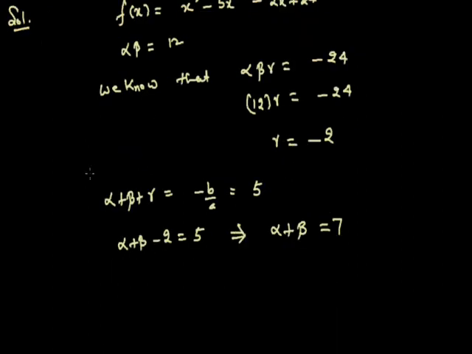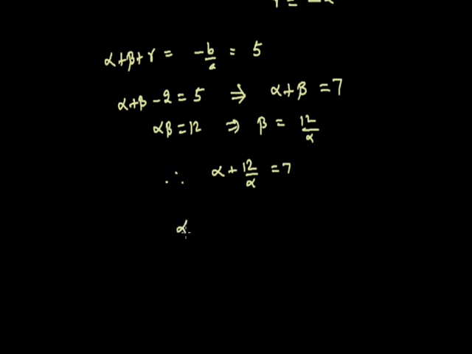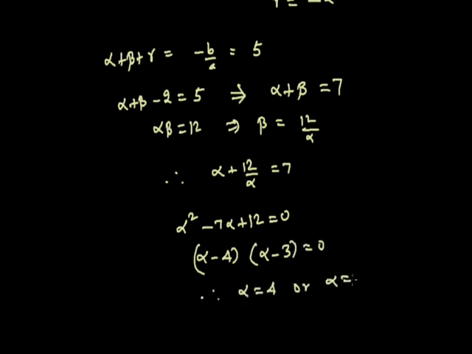Now alpha beta is equal to 12, so from here we can write beta is equal to 12/alpha. Therefore alpha plus 12/alpha equal to 7. So this will become a quadratic equation: alpha^2 - 7 alpha + 12 equal to 0, or we can say (alpha - 4)(alpha - 3) equal to 0. Therefore either alpha equal to 3 or alpha equal to 4. Now when alpha equal to 4, beta will be equal to 3, or beta equal to 4.